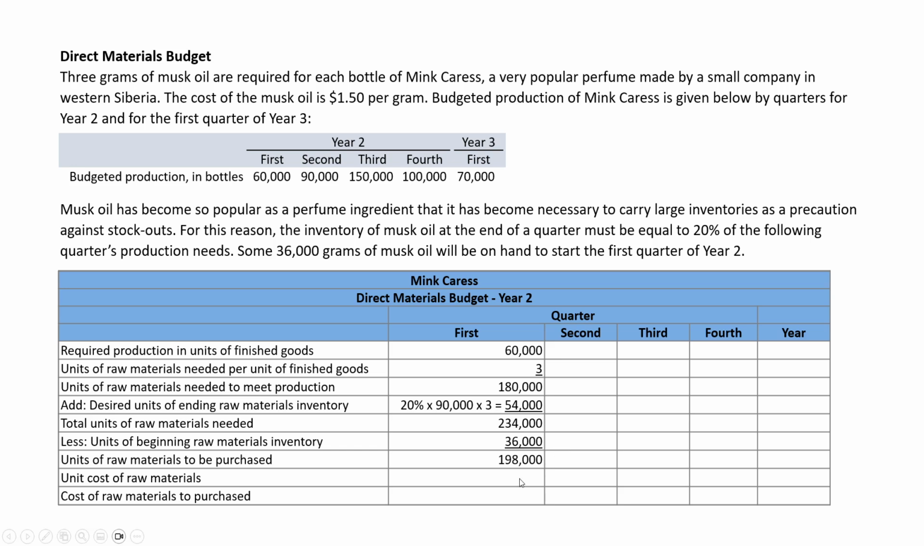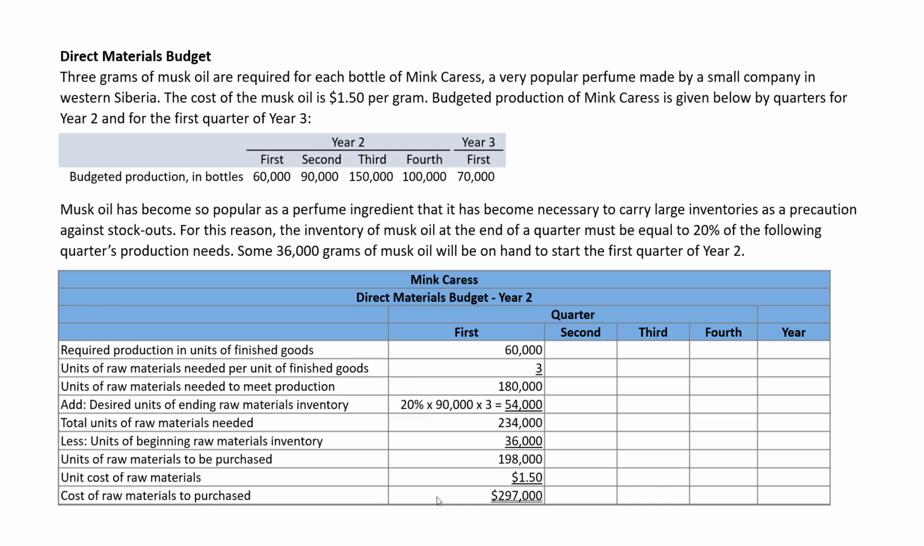Beyond the quantity that we need to buy, we're also going to look at dollar value. If we read back through here, they tell us each gram of musk oil is predicted to cost us $1.50. So if we need to buy 198,000 grams, and each one is predicted to cost us $1.50, 1.50 times 198,000, our expected spending is 297,000. Again, expected spending is 297,000.